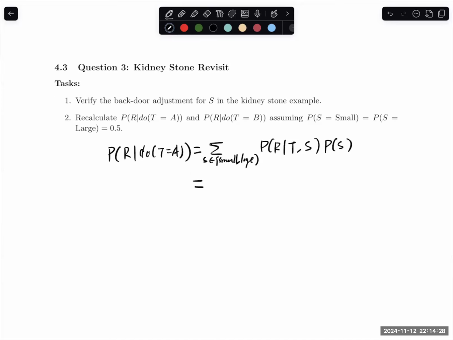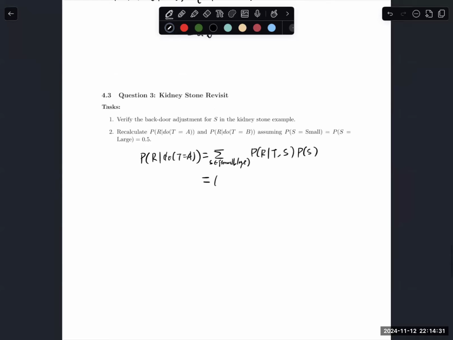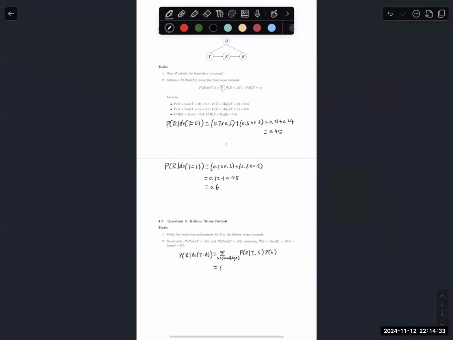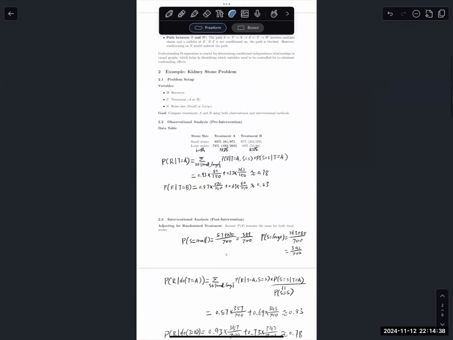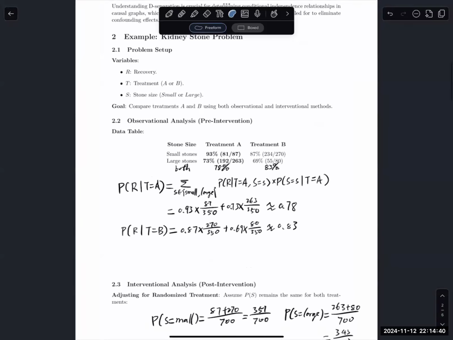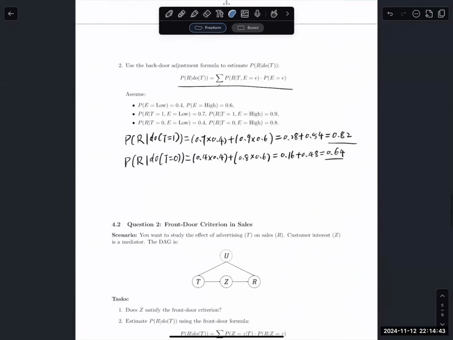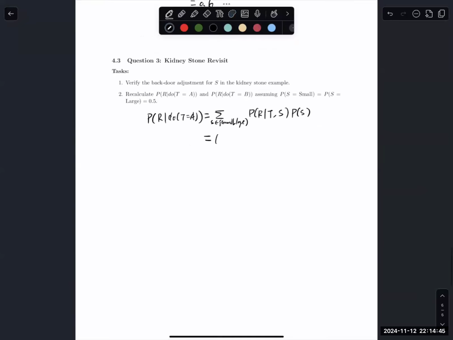So for this one, it is equal to 0.93 times 0.5 plus 0.73 times 0.5, which is equal to 0.83.